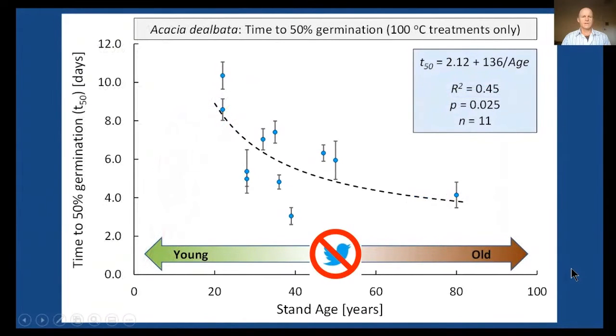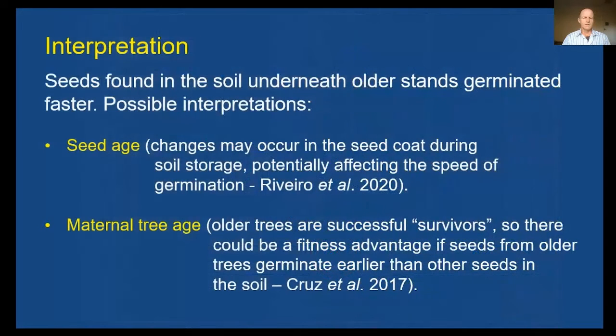Now on this graph I've plotted the time to 50% germination as a function of the forest stand age. And although there's a fair bit of scatter here, there is an indication that seeds from older sites germinate faster. And fitting a regression model, we ended up with a p-value of 0.025. So why might this be the case?